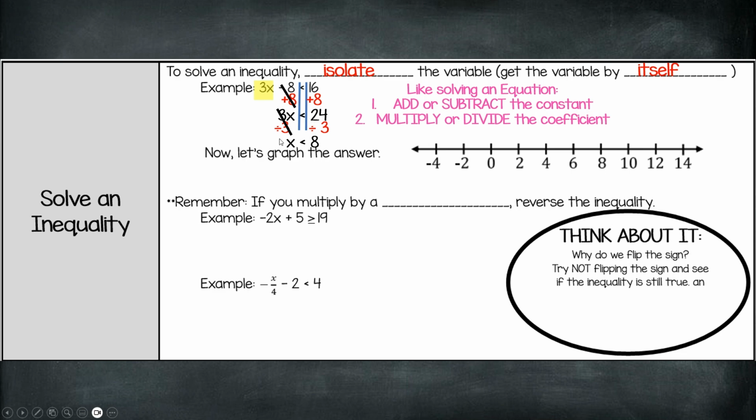Now I have an inequality that I can put on a number line. So we're going to go to 8 on our number line. We should have an open circle. And because it's less than, my arrow should be pointing to the left because I'm looking for all of the values that are less than 8.